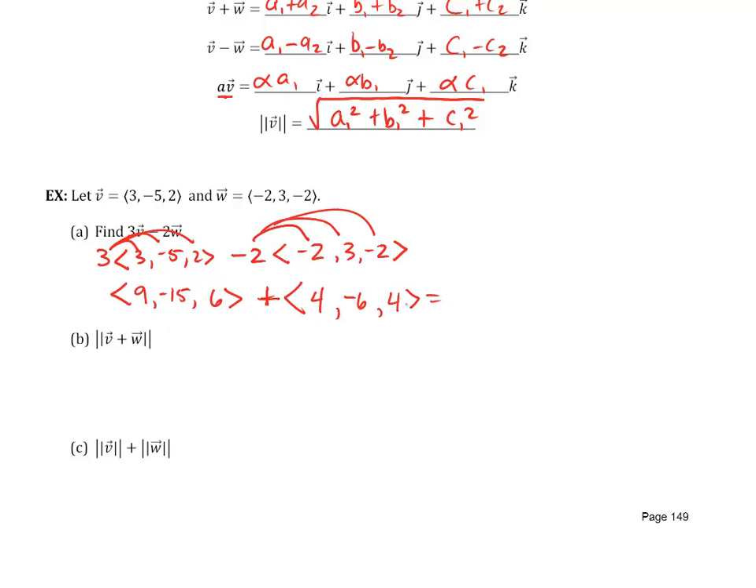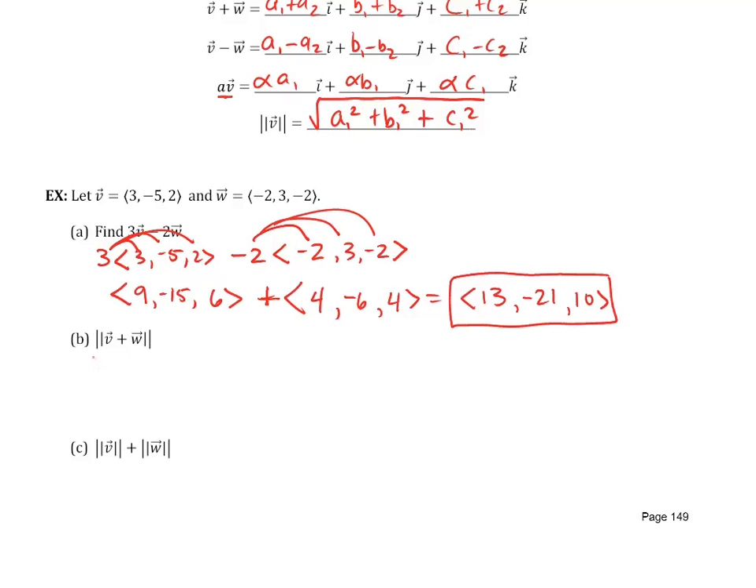And now I just add these. 9 plus 4 is 13. -15 minus 6 is -21. And 6 plus 4 is 10. There is your resultant vector of taking 3 v's minus 2 w's.